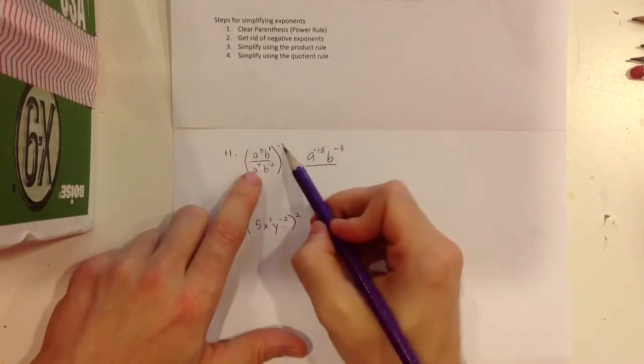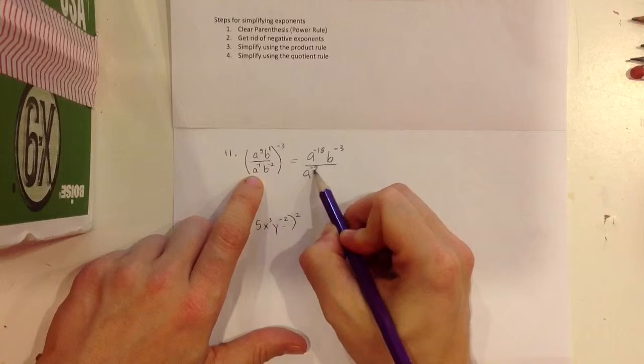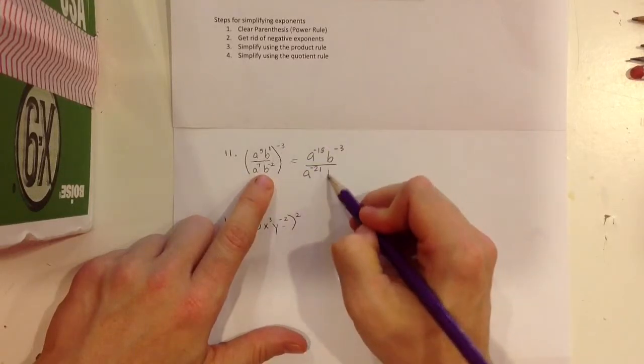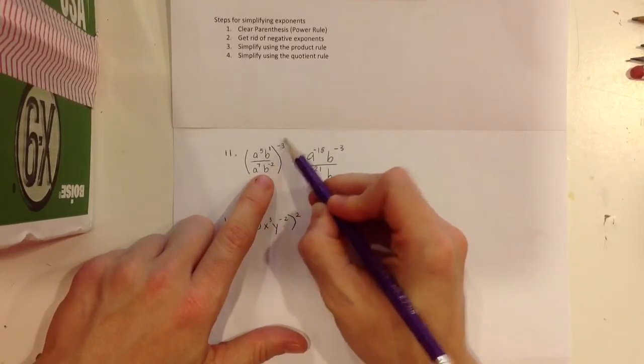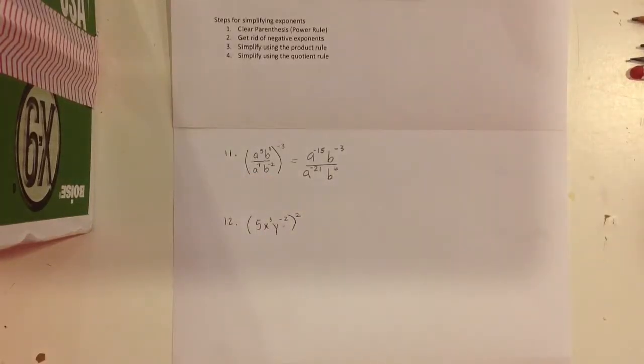On bottom, I'm doing the same thing. -3 times 7, so that's going to be a to the -21st. For our b's, I have -2 times -3. That's going to give me a +6. So I have got rid of the parentheses by using our power rule, our power to a power. We multiplied our exponents. Now we want to get rid of our negative exponents.